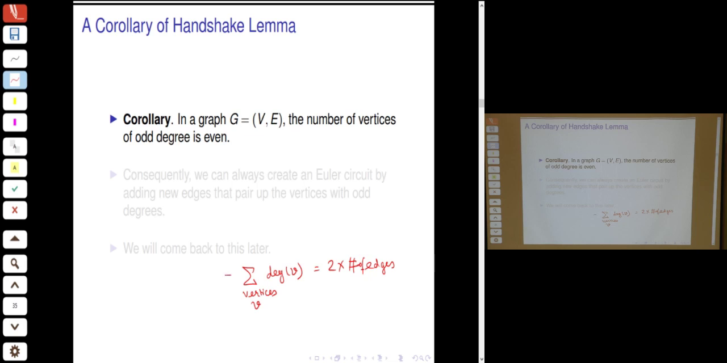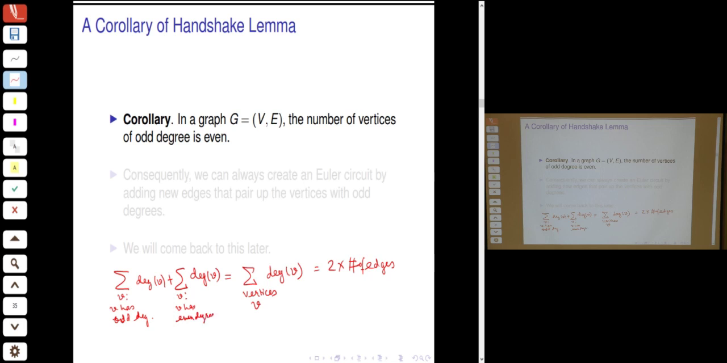Now, the sum of the degrees of the vertices v: you can classify the vertices into two kinds. One kind are those which have odd degree, the other kind are those which have even degree, right. So you write the sum of the degrees of the vertices as the sum of degree v over vertices v such that v has odd degree, and the sum of degree v over vertices such that v has even degree.